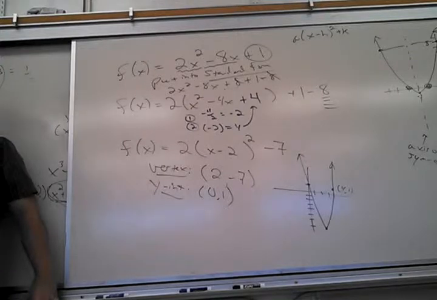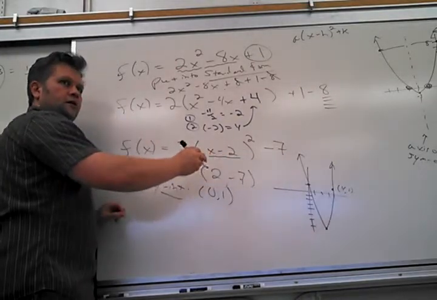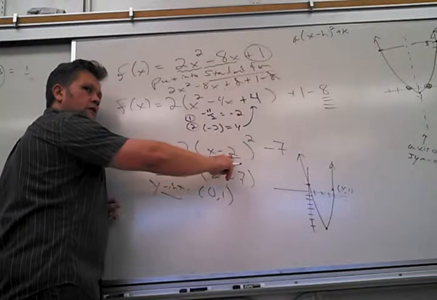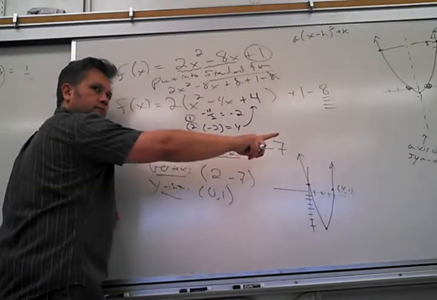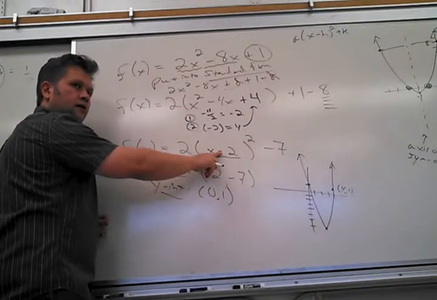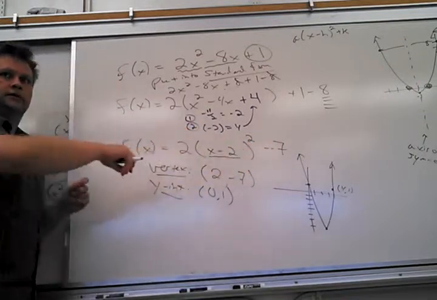For the vertex, why is x positive 2? Remember, so this goes back to transformations. Every input, since the first thing I do is subtract 2 from them, every input has to be 2 bigger than it was before. That's why it moves right. Yeah, so don't forget, when it's inside with the variable, it's the opposite. When it's not with the variable, it's exactly what it says.